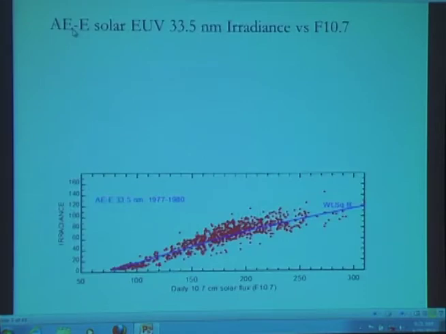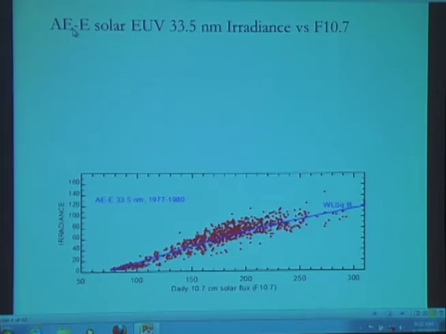So it's very important. Now, I'm going back to some old Atmosphere Explorer data, which was taken from 1977 to 1980, and just showing you how the irradiance, and these are arbitrary units, don't pay any attention to the units here, varies as a function of the daily 10.7 centimeter solar flux, commonly referred to as F10.7. I'm plotting the 33.5 nanometer radiation, and the blue line here is a weighted least squares fit. It's been known for a long time that when you plot it this way with daily F10.7, you get this tailing off as you go past about 180.